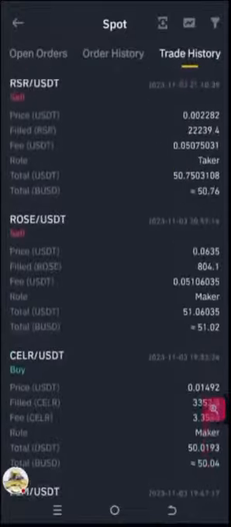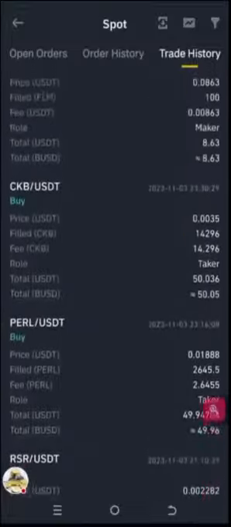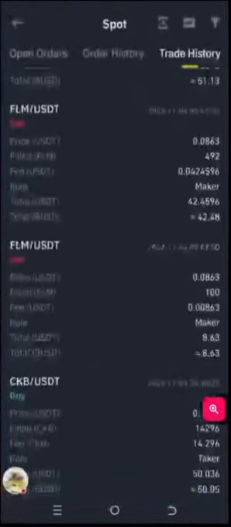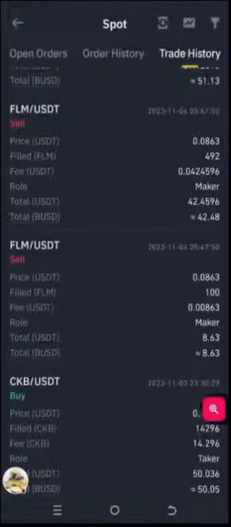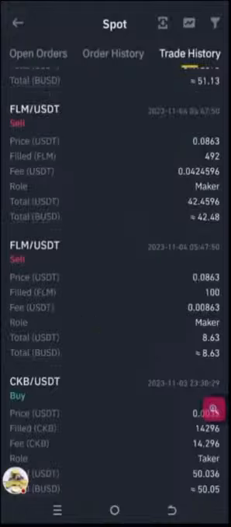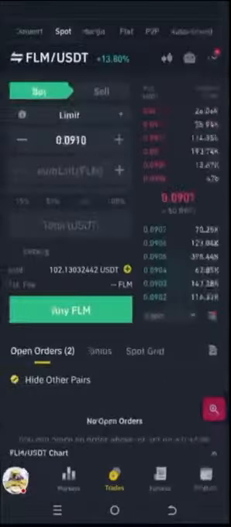And then it got sold when, let's see how long that took. It got sold at 5:47. So if you look at it, that's about how many hours? 10 hours. This trade took 10 hours. Of course, 5 hours out of it was sleeping. Okay, so that is fully done.